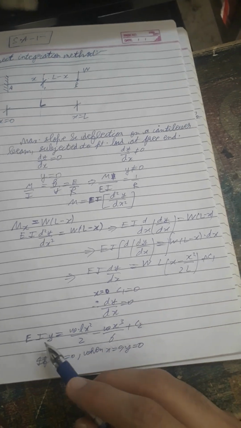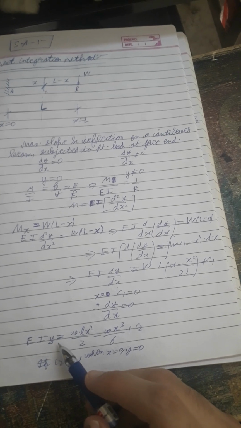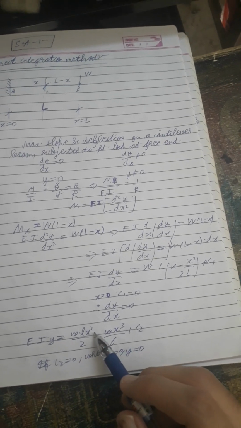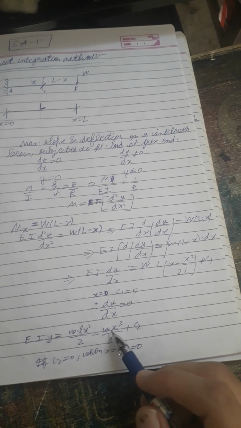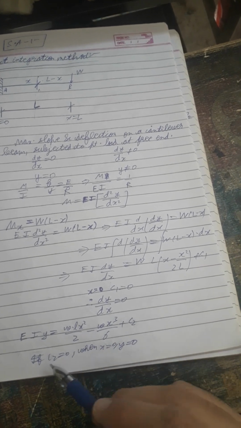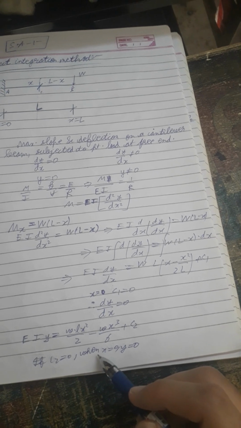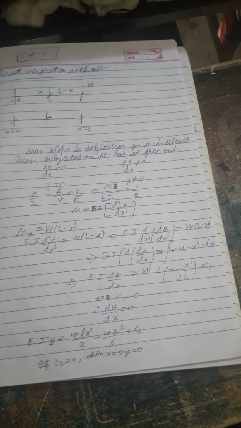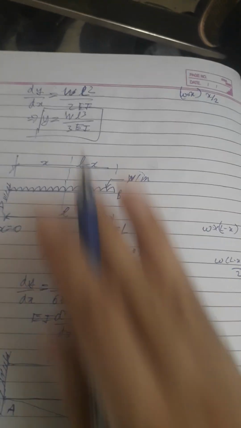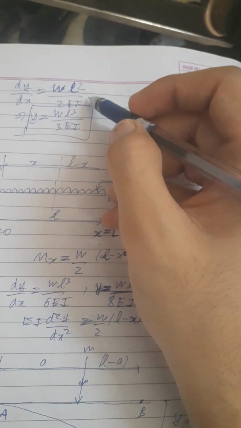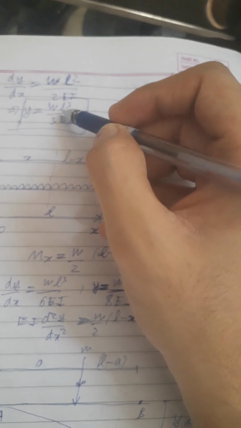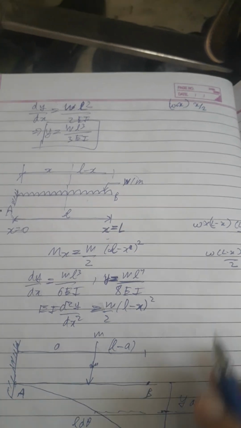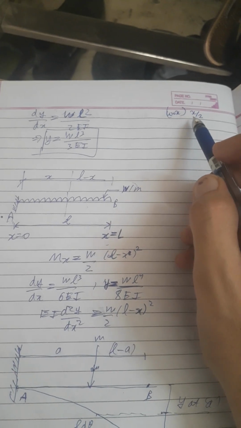Then again integrating, EI into y is equal to WLx square by 2 minus Wx cube by 6 plus constant 2. Constant 2 is equal to 0, when x is equal to 0, y is equal to 0. Then dy by dx is equal to WL square by 2EI, which implies y is equal to WL cube by 3EI.